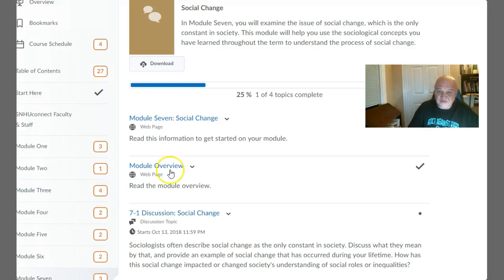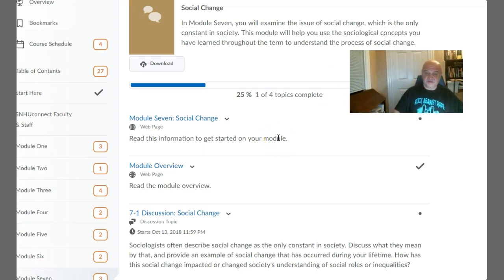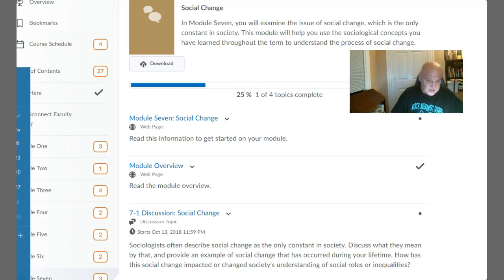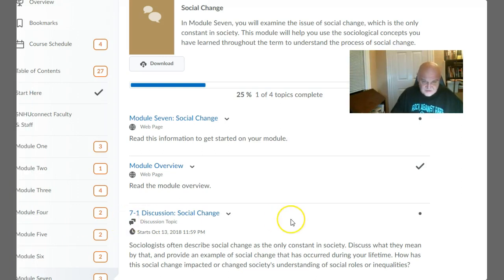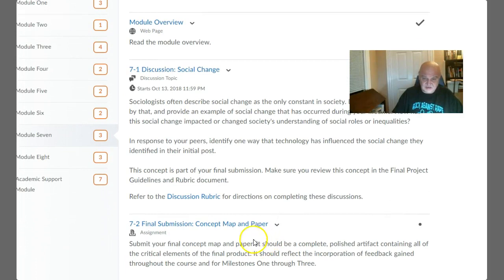Okay, in this last part of the video, what I want to do is go over not only Module 7, but more importantly, this is the week that by the end of the week, which is going to be the 21st, you have completed your final project. Now I'm going to start with this: final submission, concept map, and paper.